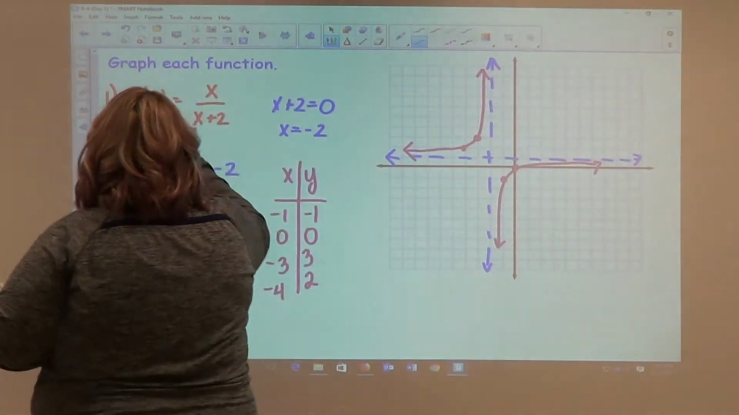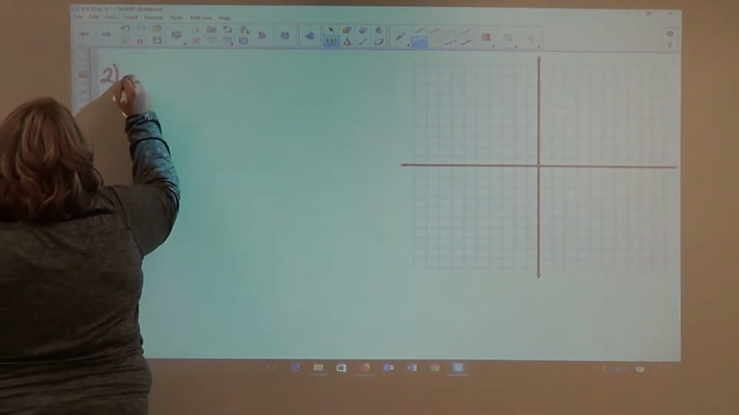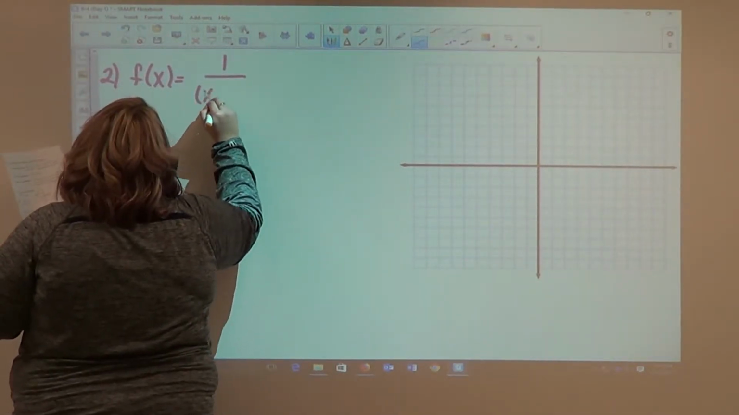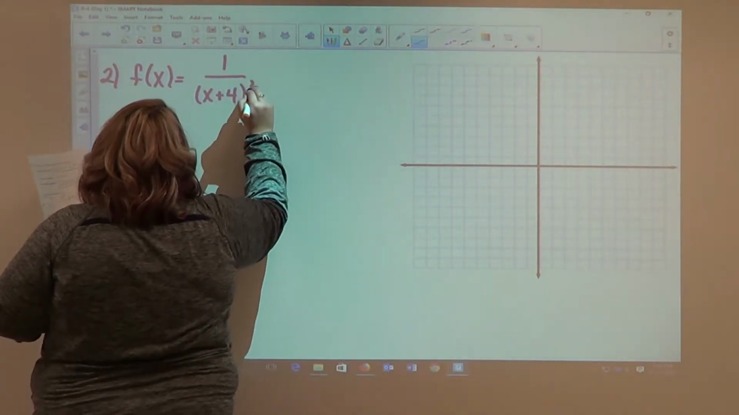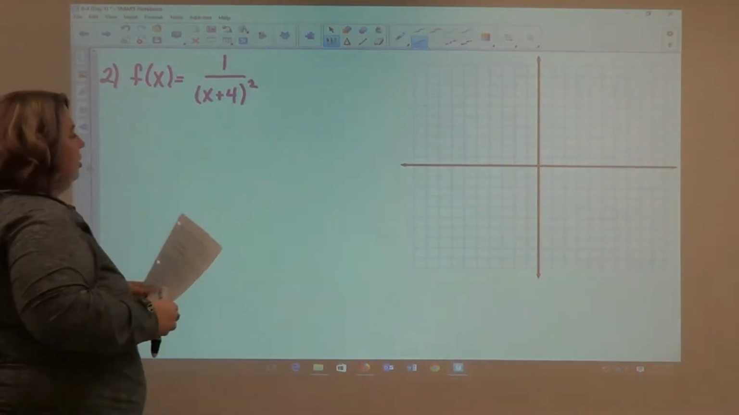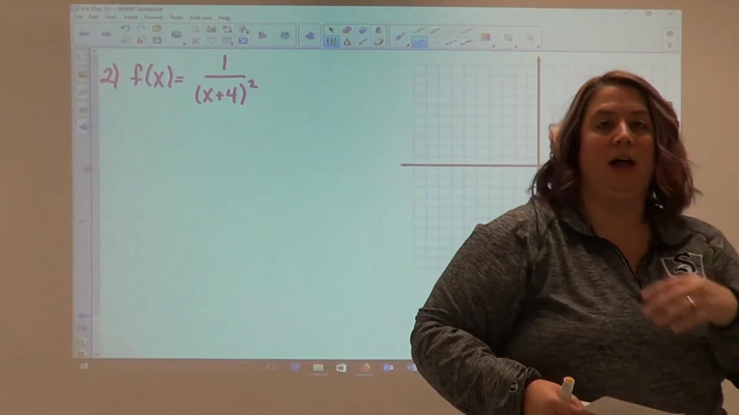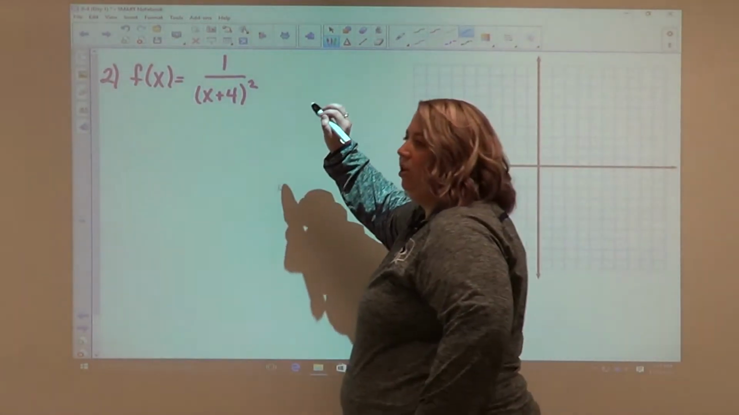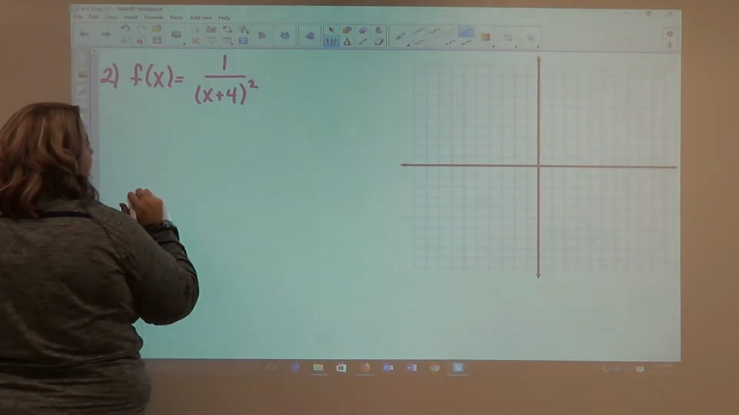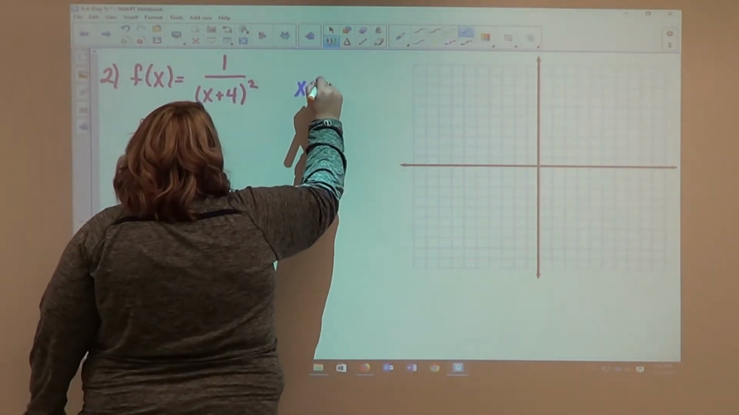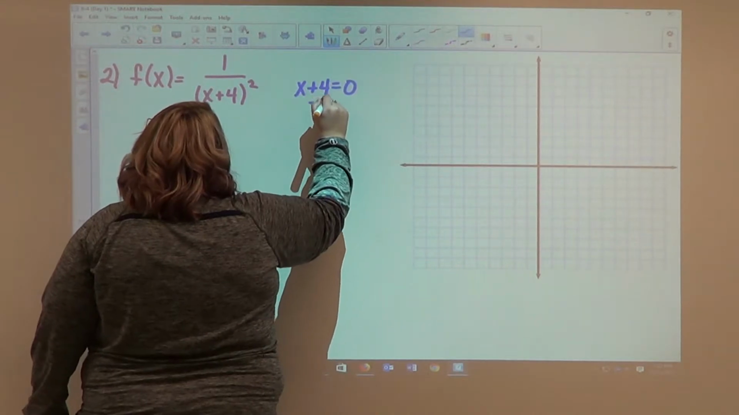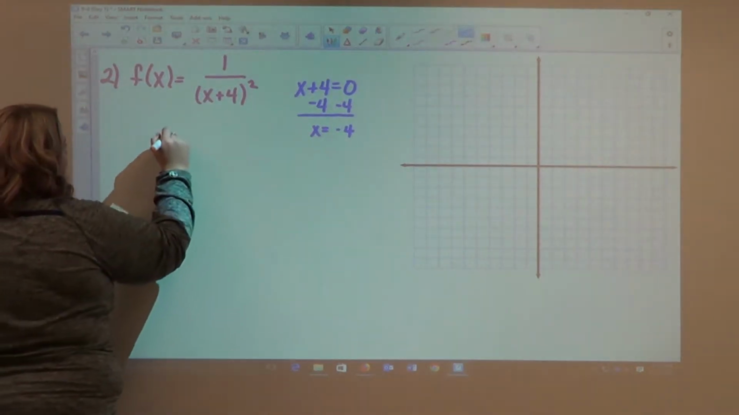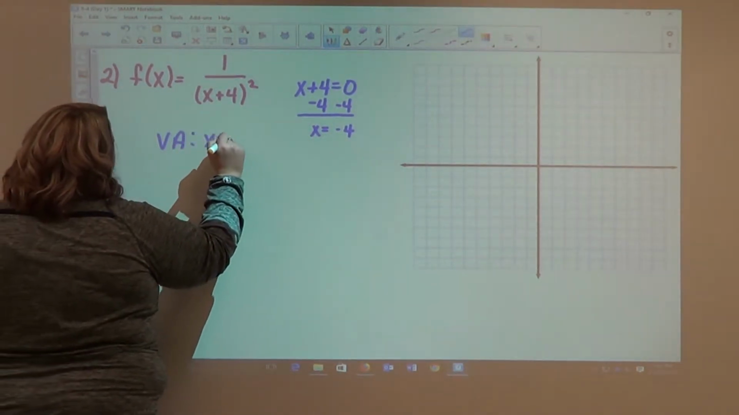Okay, let's do another one. Okay, I'm going to give you one example of each kind that you're going to see. So this is if you have two things on the bottom that are exactly the same. Well, you're still only going to have one vertical asymptote because these are going to give you the same answers. So I set x plus 4 equal to 0. Subtract 4. My vertical asymptote would be x equals -4.